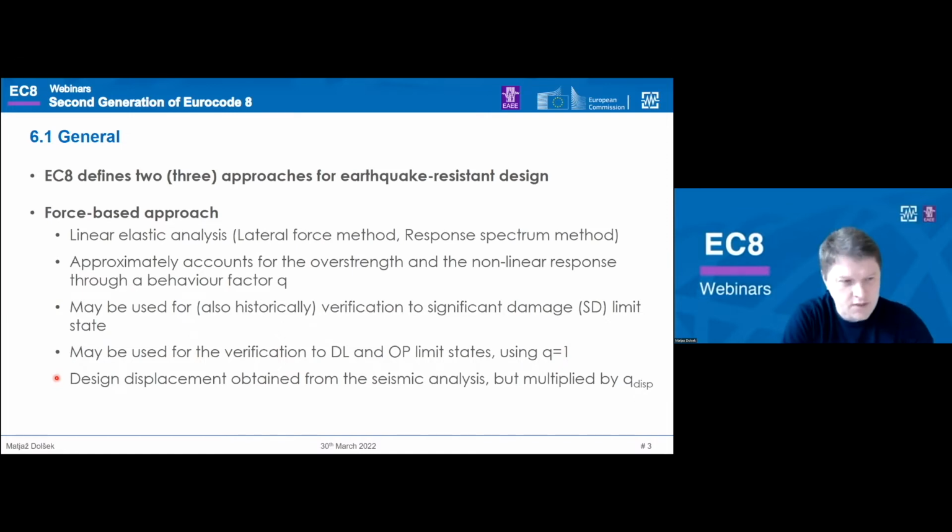The code also prescribes that design displacements obtained from the seismic analysis can be used, but they have to be multiplied by the behavior factor for displacements, because we are using the reduced seismic action.